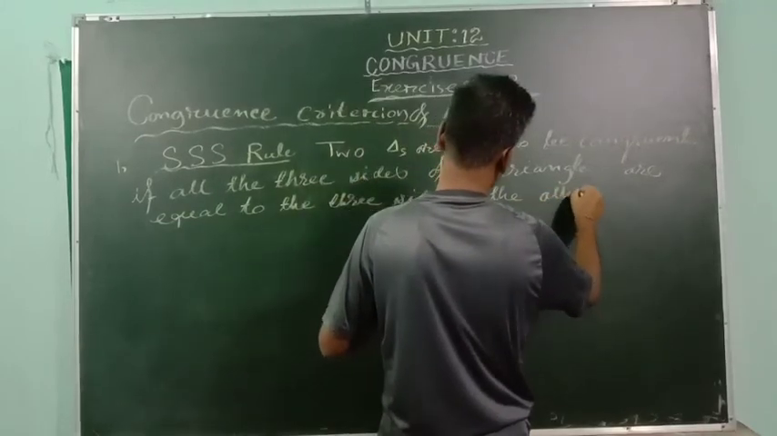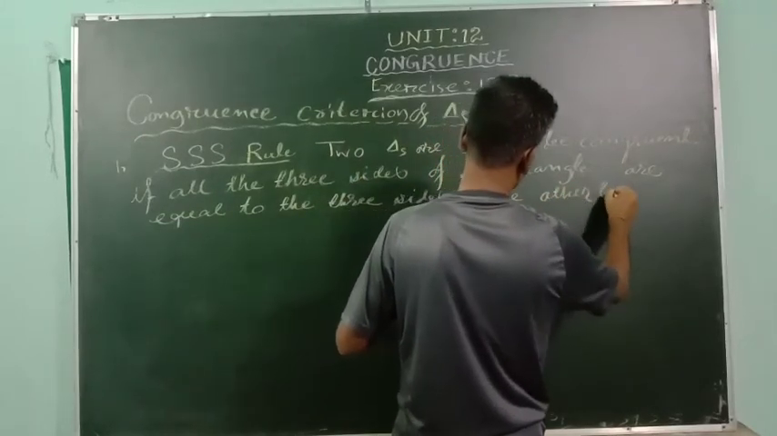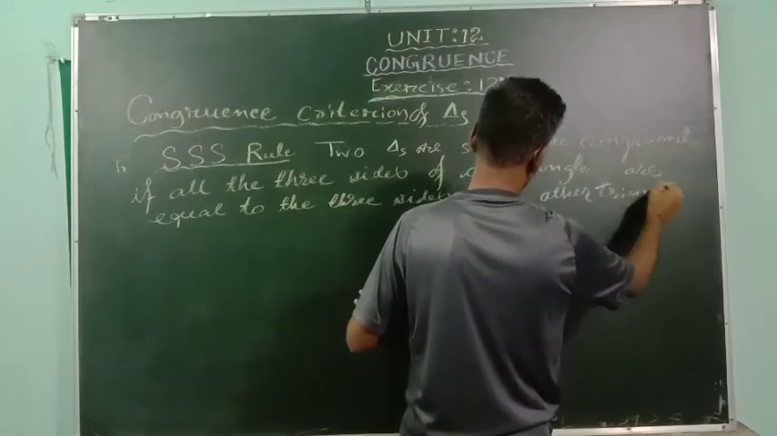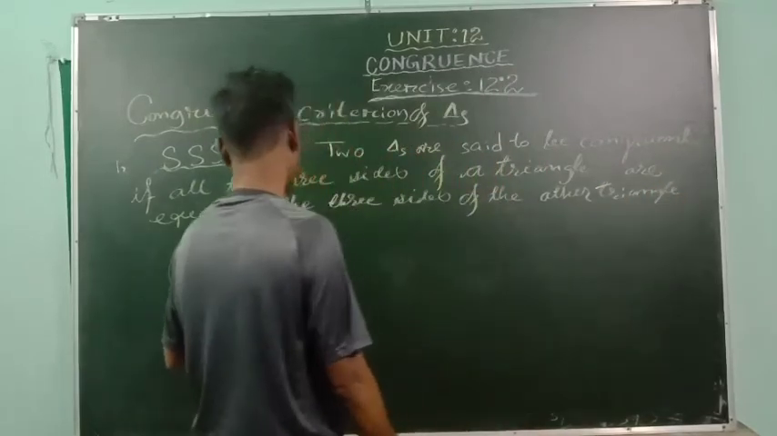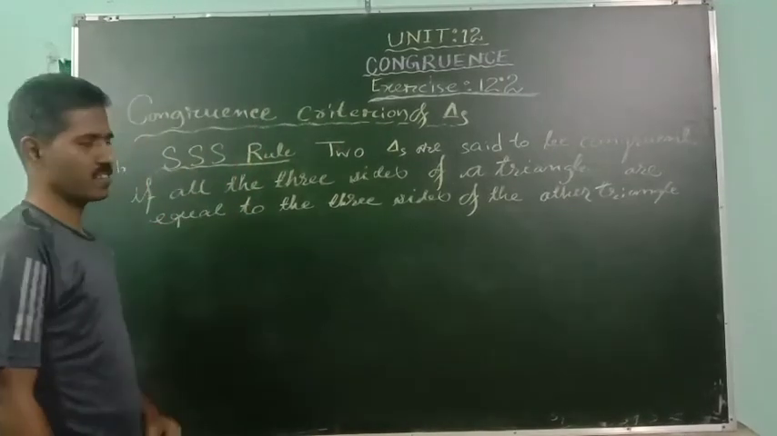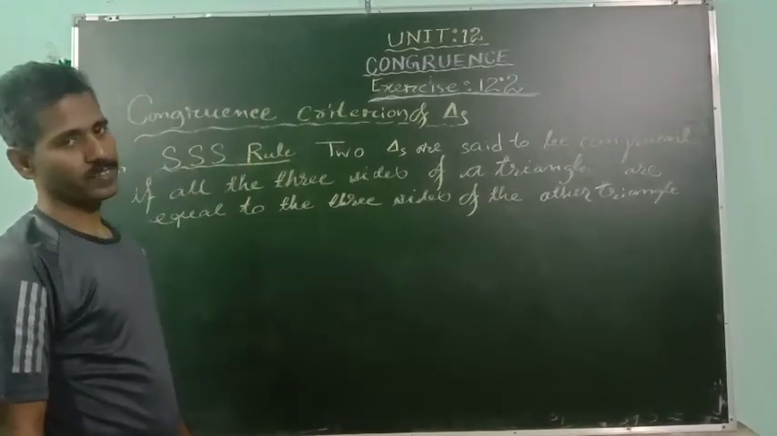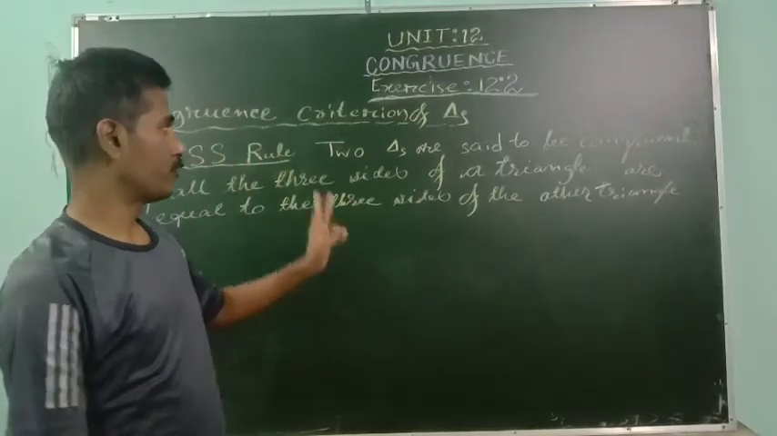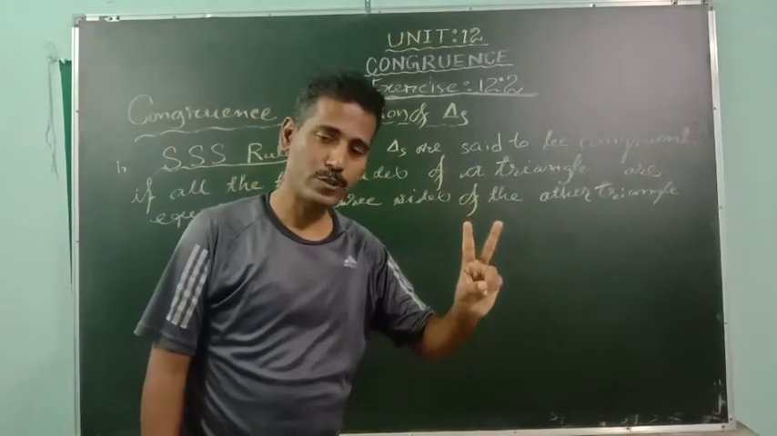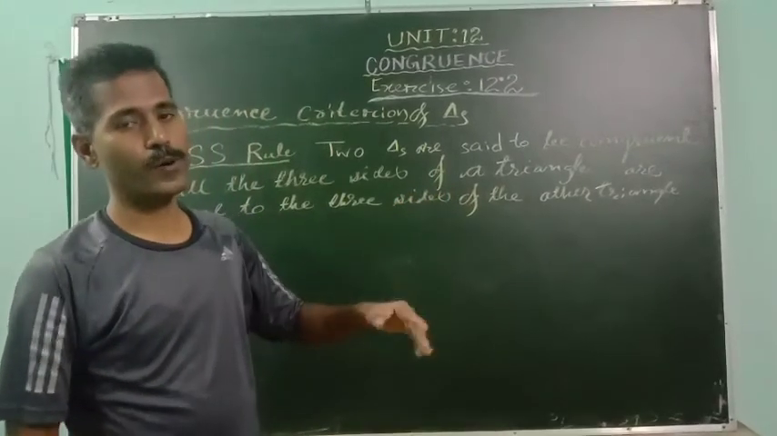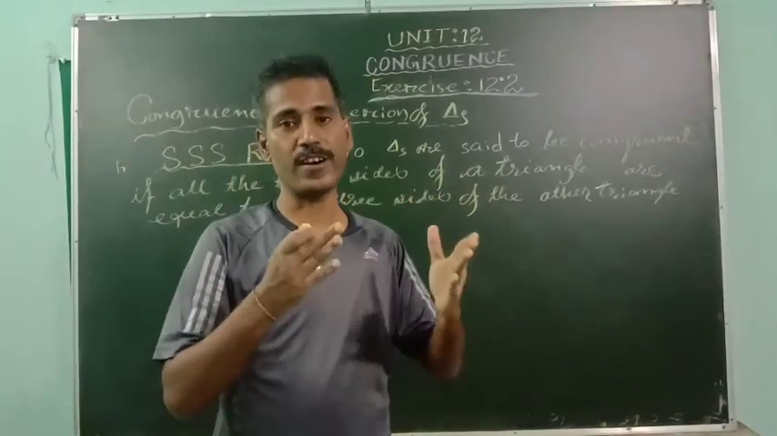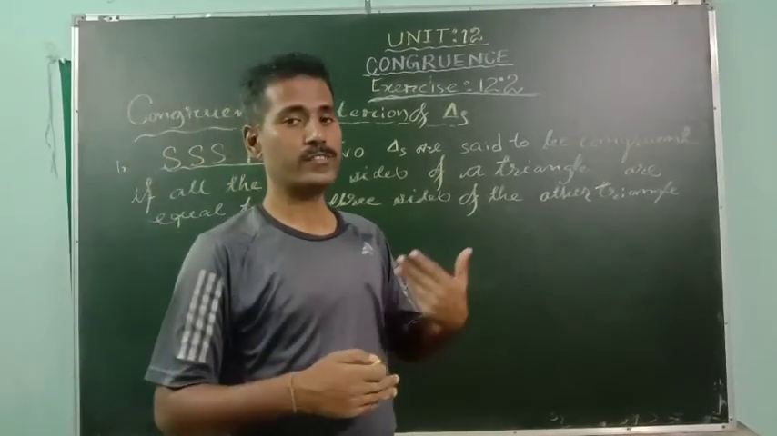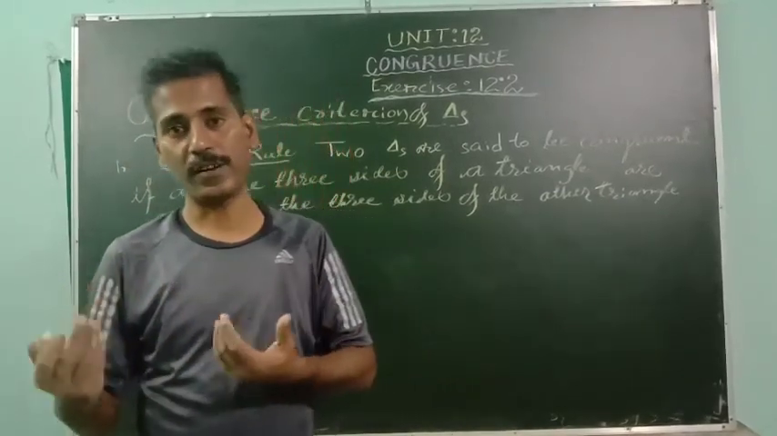Other triangles. Are you getting me? So that is what is called the SSS rule, or you can say SSS criteria. What is SSS criteria? Two triangles are said to be congruent if all three sides of one triangle are equal to the three sides of another triangle.